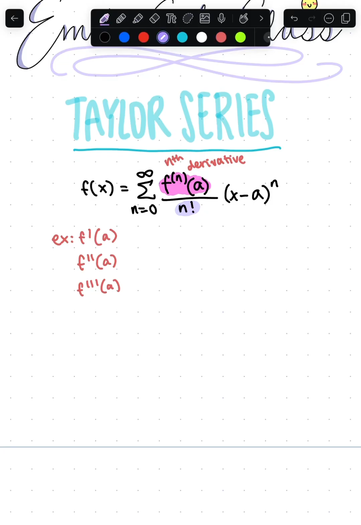Next, let's take a look at this denominator, which is n factorial. For example, the denominator can be 1 factorial, which is just 1, 2 factorial, which is 1 times 2, which is equal to 2, or 3 factorial, which is 1 times 2 times 3, which is equal to 6. Lastly, the a in this formula represents the center of the series.